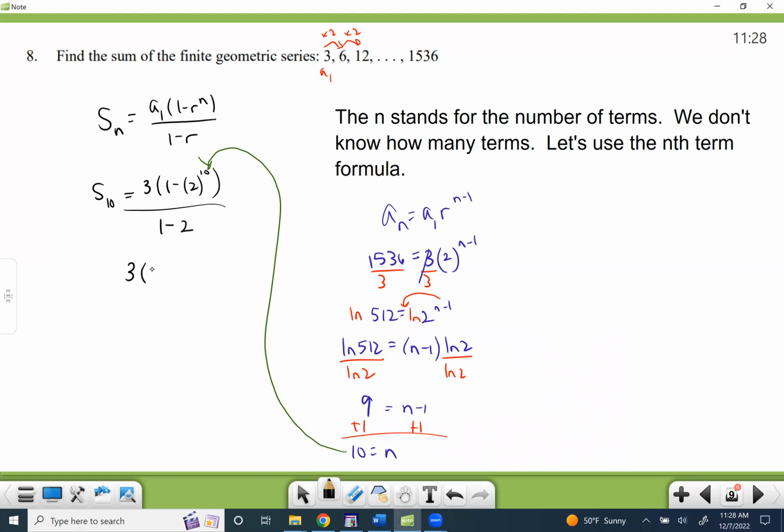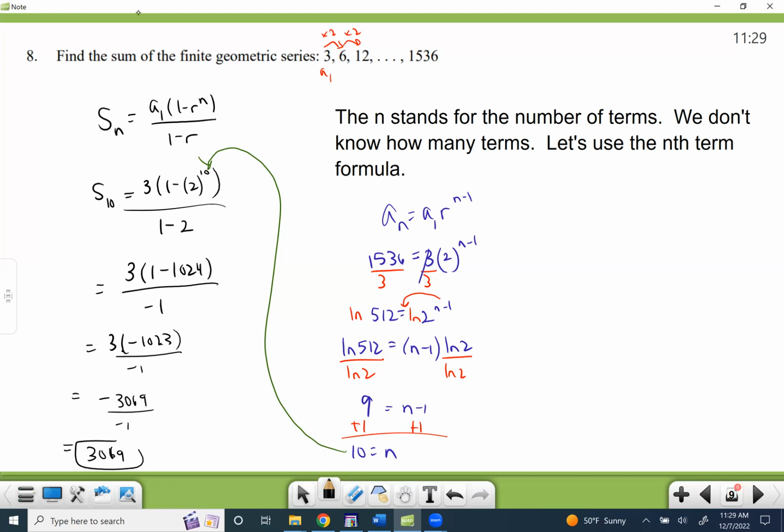So we got 3 times 1 minus, let's get 2 to the 10th. 1024. And for those of you with good calculators, just plug the whole thing in right now. Okay, dividing by -1. So this is going to be 3 times -1023 divided by -1. 3 times 1023. So it's going to get me -3069 over -1. So it looks like it's going to be 3069 for the sum of the first 10 terms.